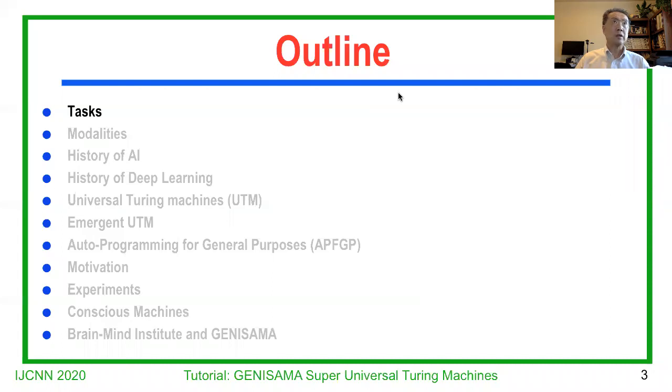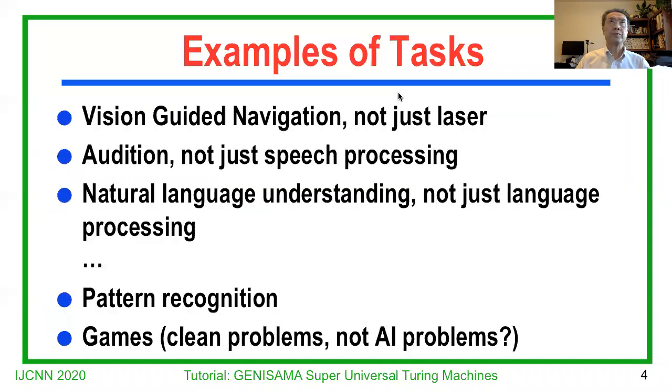Talk about tasks first. Let's look at the task examples. Maybe you have many different kinds of tasks, and AI faces those tasks. The first type is a vision guided navigation example. Not just using a laser scanner, we use video cameras.